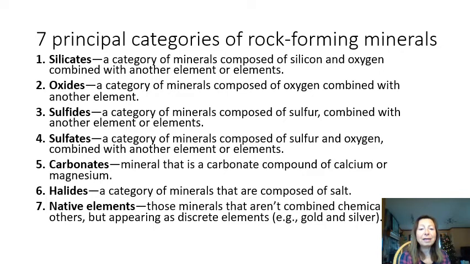Halides is a category of minerals that are composed of salt, and they're salty. And finally, native elements are those minerals that are not combined chemicals with others, and are appearing as discrete elements, for example, gold or silver.